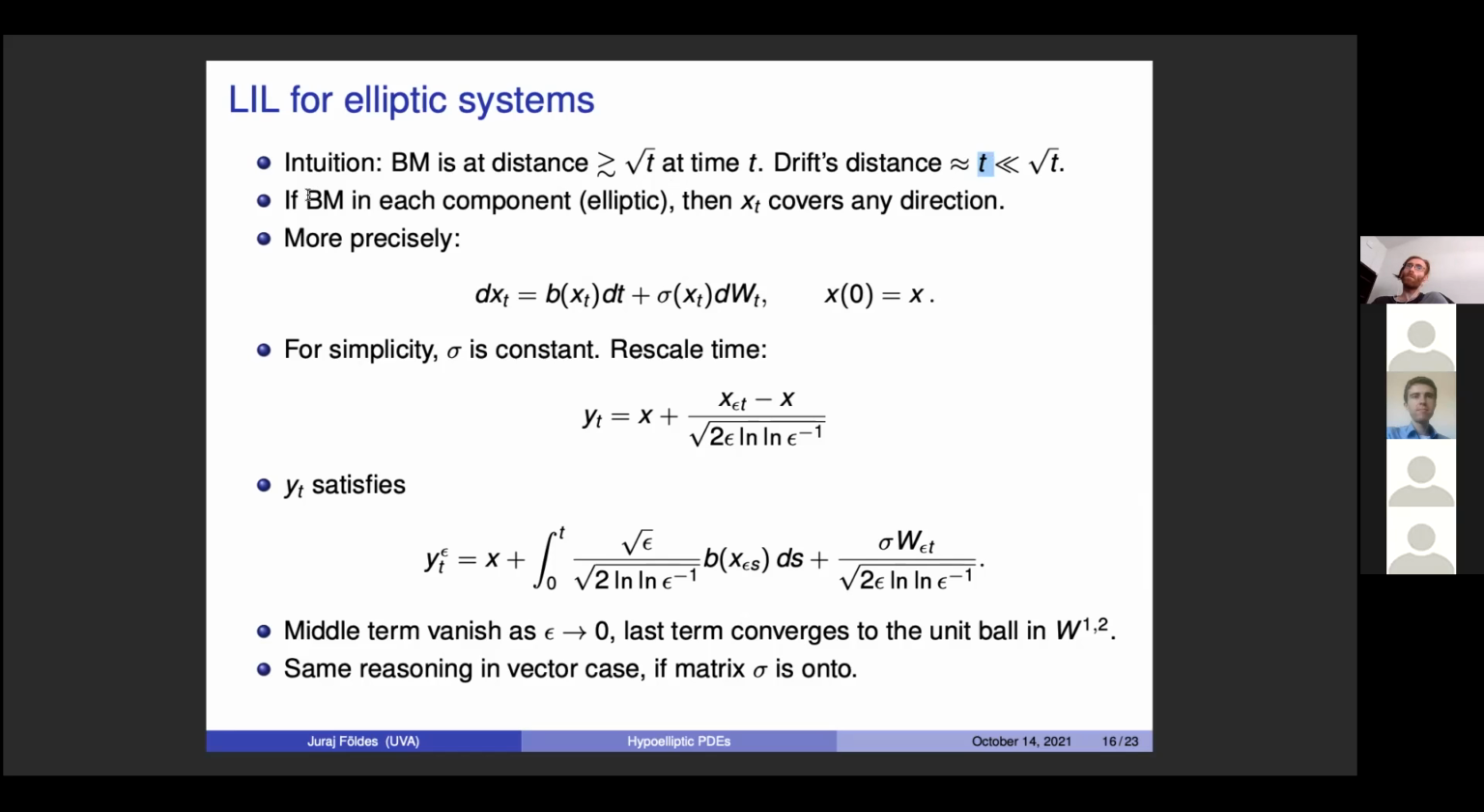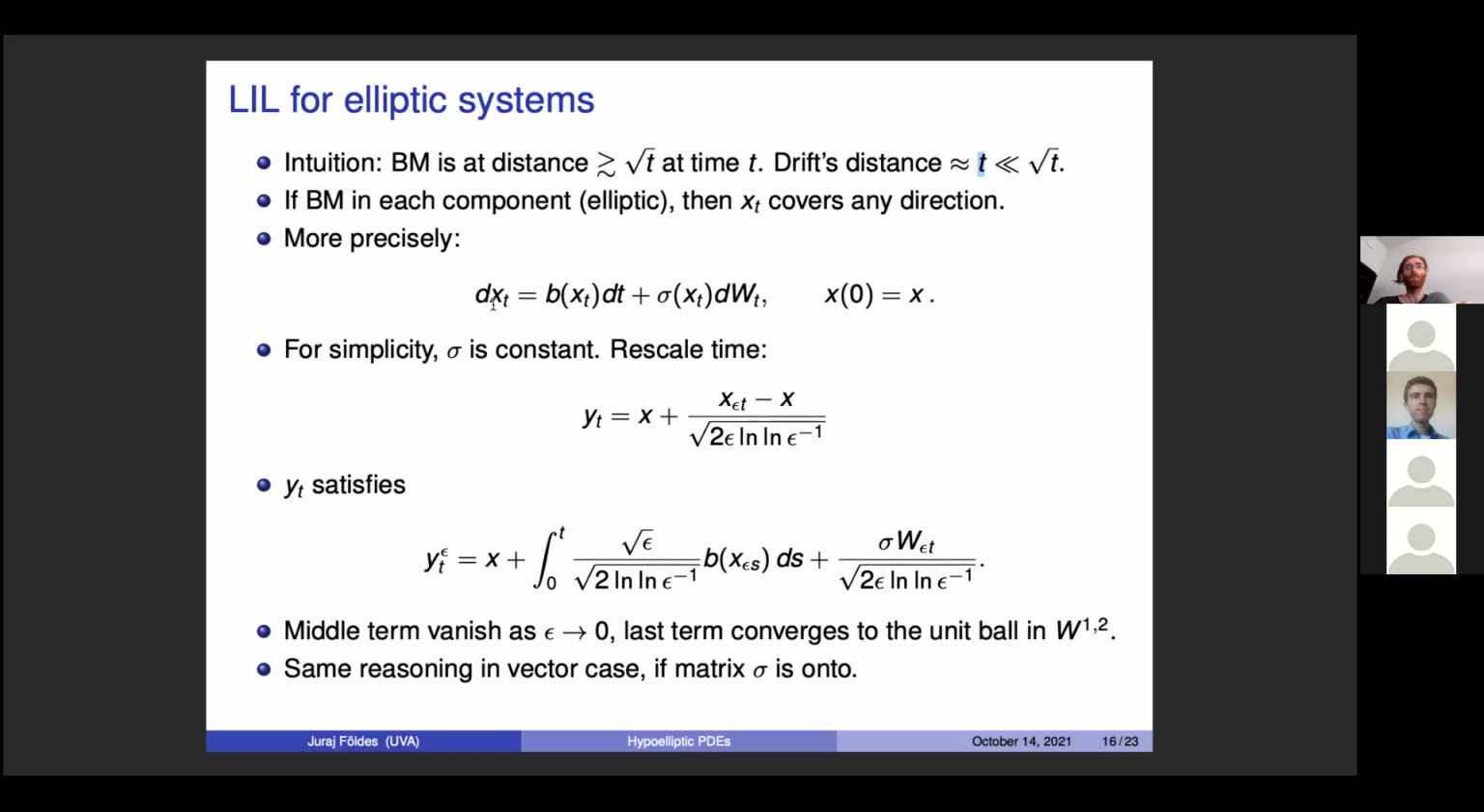So if we have a Brownian motion in each component, that really means elliptic, then the Brownian motion is going to completely ignore the drift. I don't really care what the drift terms are. It's going to cover every single direction. And that's why, for ellipticity, the lower-order terms do not matter if they're smooth enough. For the elliptic equation, it doesn't matter because the diffusion is just way stronger than the drift. It's going to win.